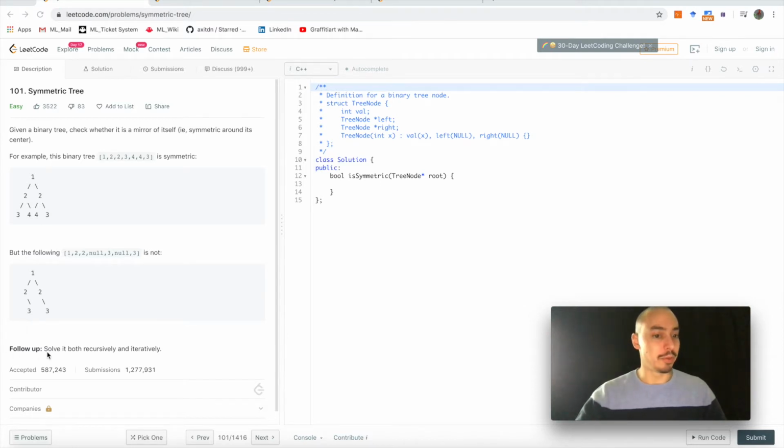And then it comes with some follow-up suggestions on either solving it recursively or iteratively, but that's beyond the scope of what we want to achieve. Let's have a look at the next problem.